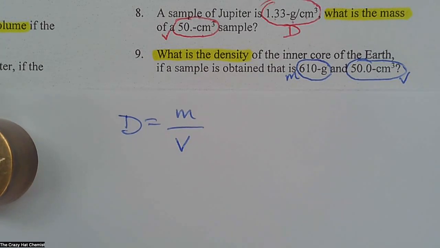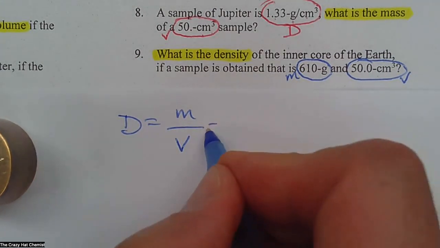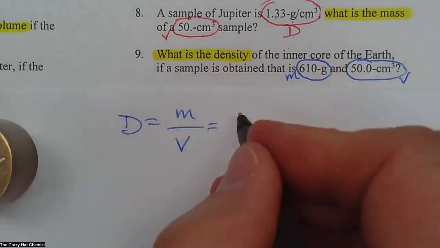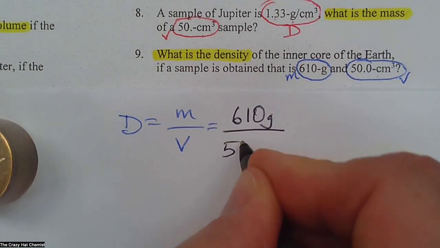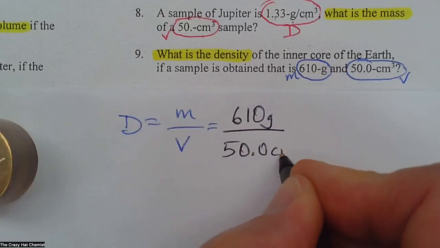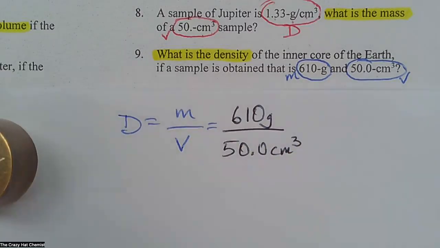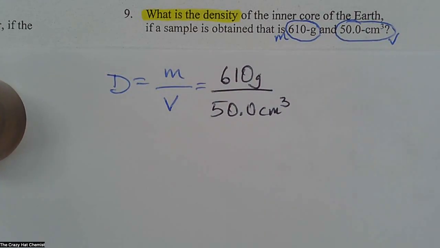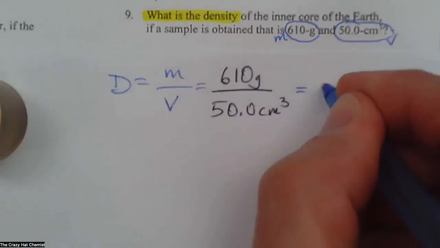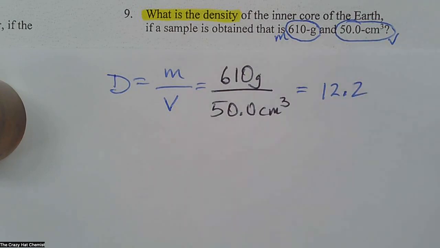So I know all the parts. So I'm going to plug in. So mass is 610 grams. The volume is 50.0 cubic centimeters. And I'm going to plug these two numbers into my calculator and then get an unrounded answer. So that's 610 divided by 50, and I will get the following number, 12.2.